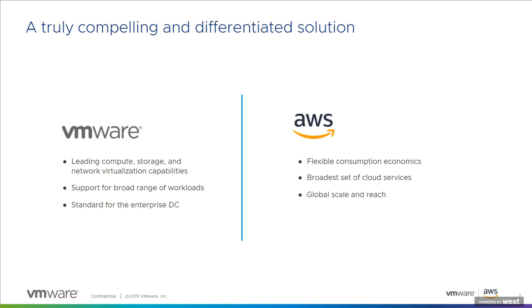With VMware, you'll enjoy the leading compute, storage, and network virtualization capabilities. And additionally, there's support for a broad range of workloads and it's the standard for the enterprise data center. With AWS, you'll experience flexible consumption economics, the broadest set of cloud services and the global scale and reach of AWS.